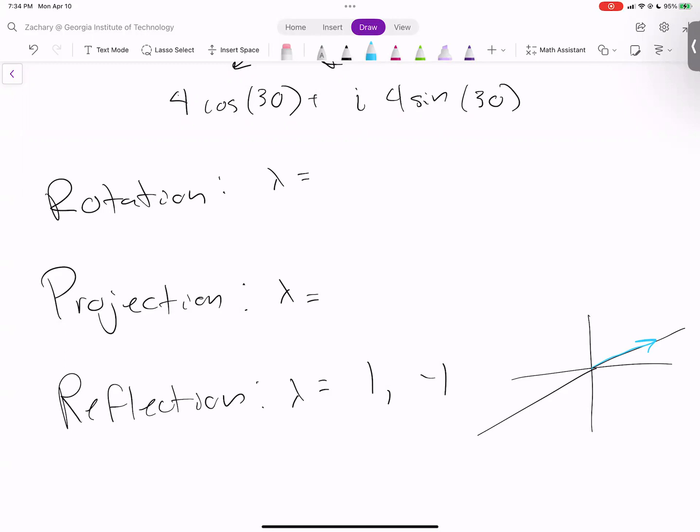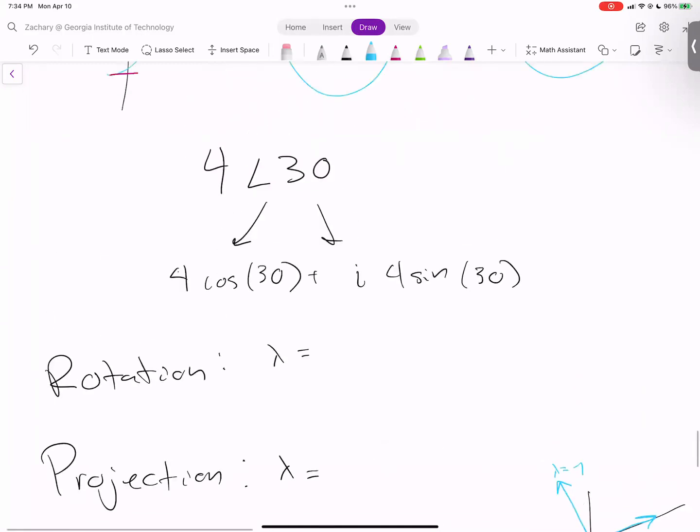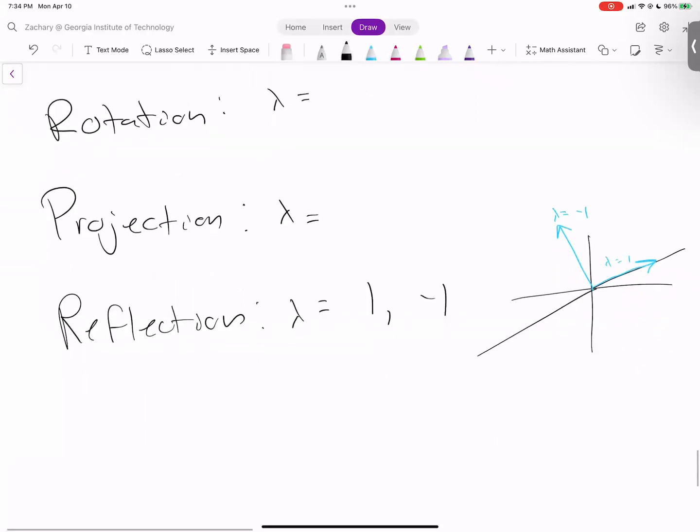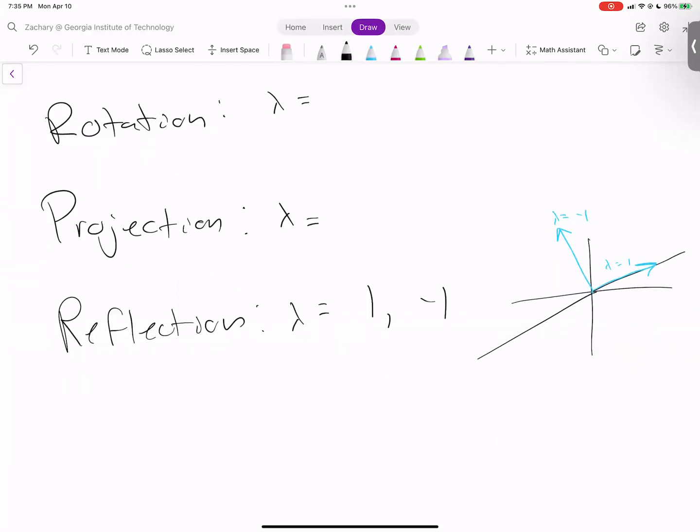Times 1. What if I'm sticking straight off of the line? What happens as I reflect over it? You become exactly your opposite, right? So that's why this corresponds to lambda equals -1. And this corresponds to lambda equals 1. So, is a reflection invertible? Can you undo reflecting over something?